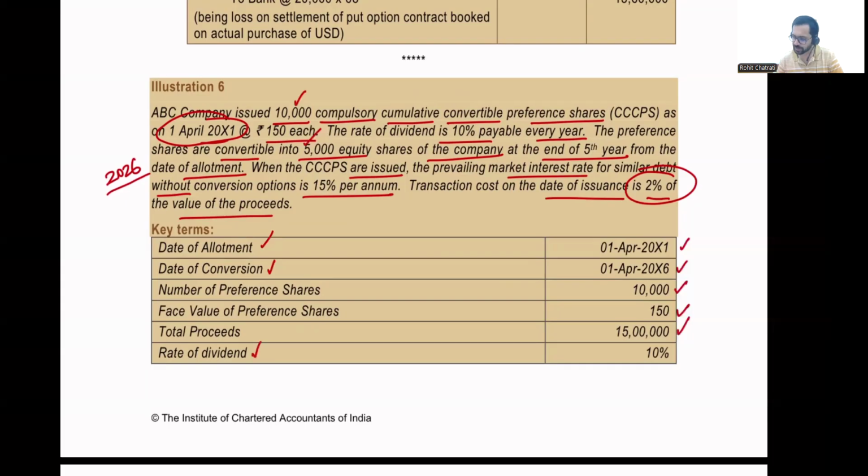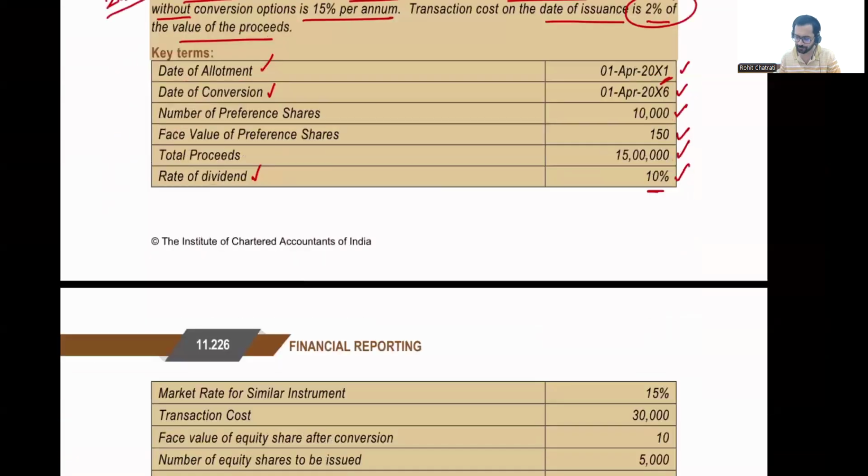The rate of dividend is 10%. Remember, these are cumulative, which means that if you skip paying dividend in 2022, the first dividend will ideally be paid on 31st of March 22. If you skip making the payment on 31st of March 22, you have to pay 2022 and 2023 dividend in the next year. In the next year, you will have to pay dividend for the previous year and for the running current year. Because it is cumulative dividend, the dividend actually has the nature or characteristic of liability.